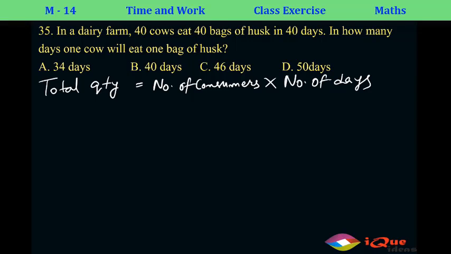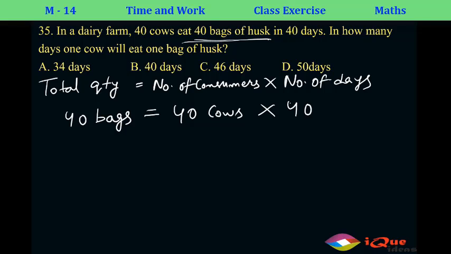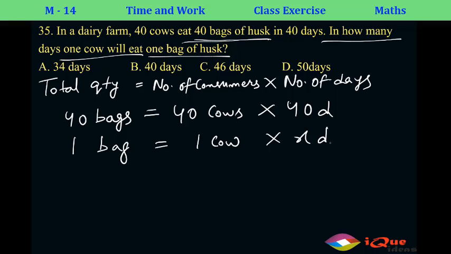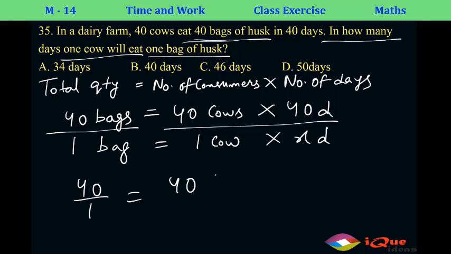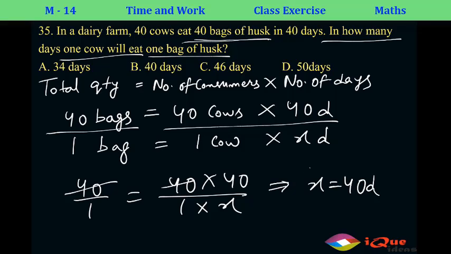Alright. In the first case, they eat 40 bags. So I'll write total quantity as 40 bags equal to number of consumers is 40 cows in 40 days. So it is 40 days. Now the question is saying in how many days one cow will eat 1 bag. So in the second case, 1 bag is equal to 1 cow into x days we have to find. So whenever we get such situation, we divide. So we have 40 upon 1 equal to 40 into 40 divided by 1 into x. Very clearly 40 gets cancelled, and from here we have x equal to 40 days. Alright. So the answer to this question is 40 days.